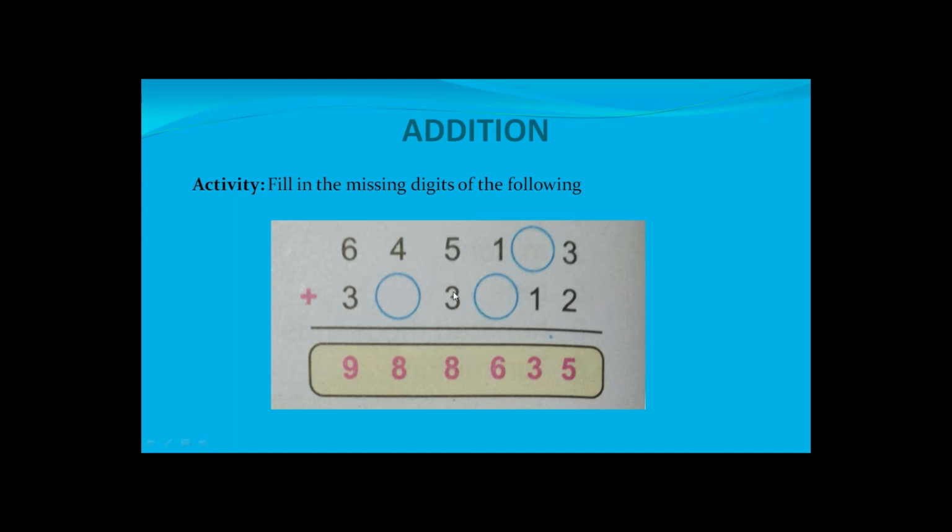Okay, here is 5 and 3. The answer is 8. 4 and a blank circle. You have to write the number over here, and here will be 8. So what comes over here? Then 6 plus 3 becomes 9. Okay, have you written the numbers? Ready? I am showing you the answers. You can match your answers with mine.